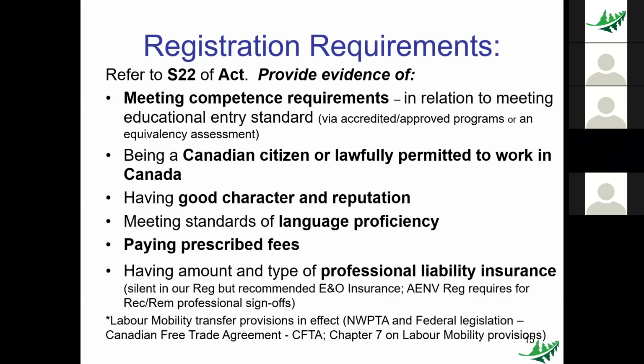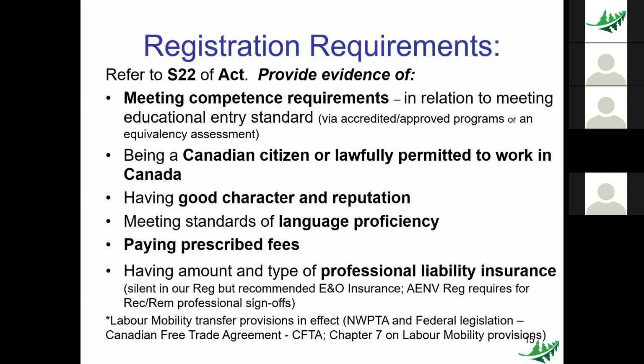Make sure that you work under a supervising forester or whatever. But these are all bullets that relate more to the registration. Yes, we're looking for the educational entry standard to be met, but we are also looking at other things like lawfully being able to work here, being a Canadian citizen, having good character and reputation, and assessing that in a number of ways, and then obviously having language proficiency and paying your membership dues and staying in good standing.